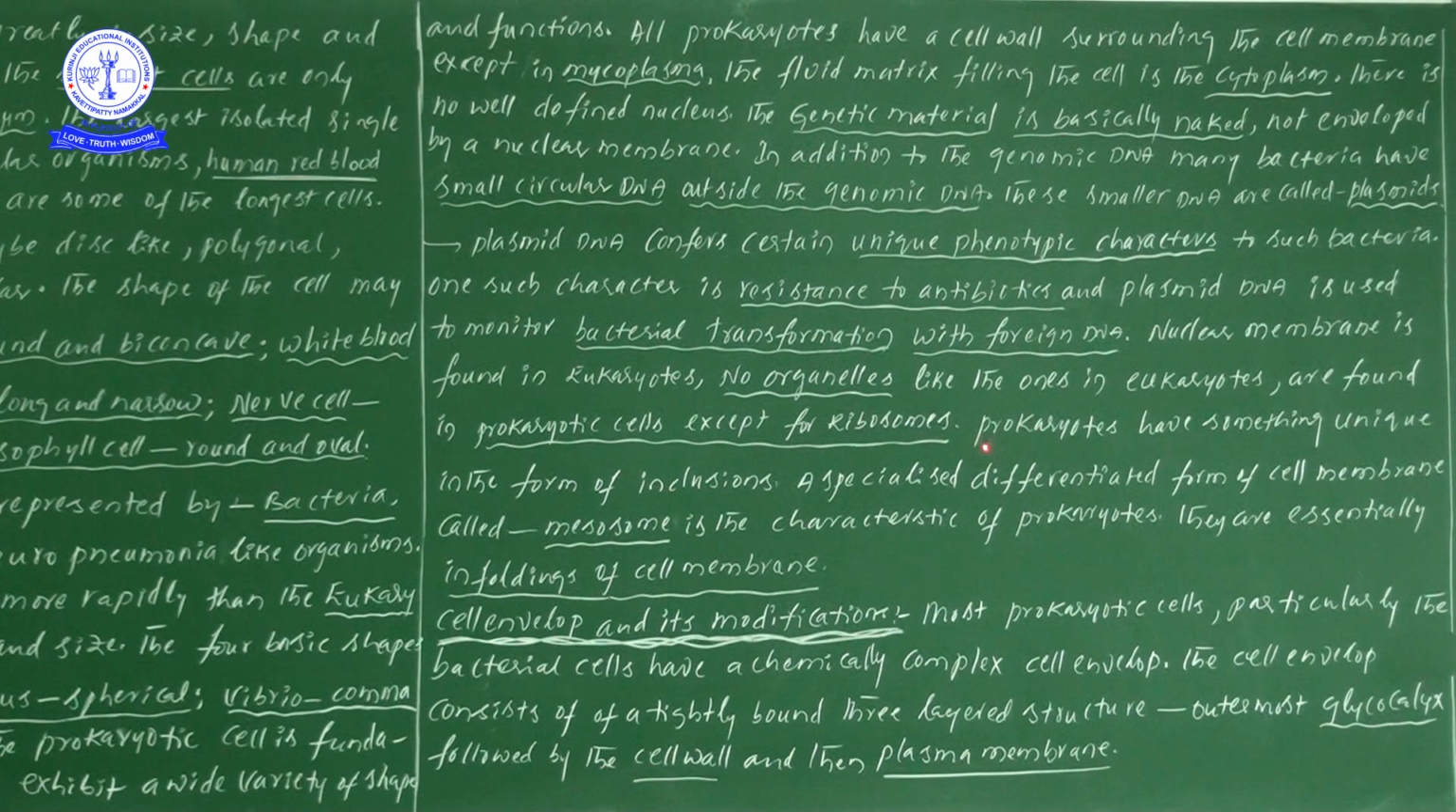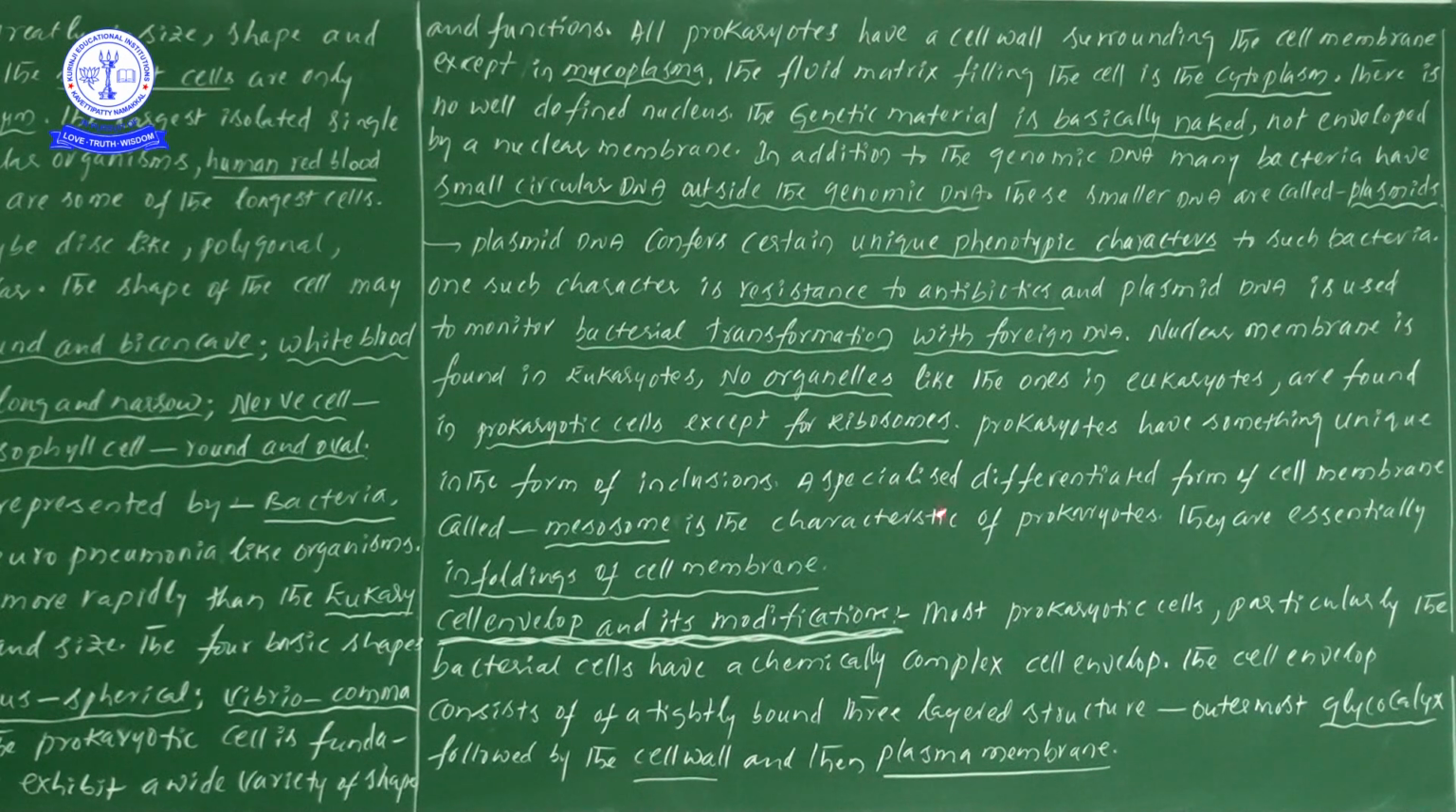Next information: prokaryotes have something unique in the form of inclusions. Some kind of inclusion bodies are present. These inclusions are unique only to prokaryotes; we will observe these unique inclusions only in prokaryotes and not in any other kind of organisms. Unique means a special character, that we know very well.